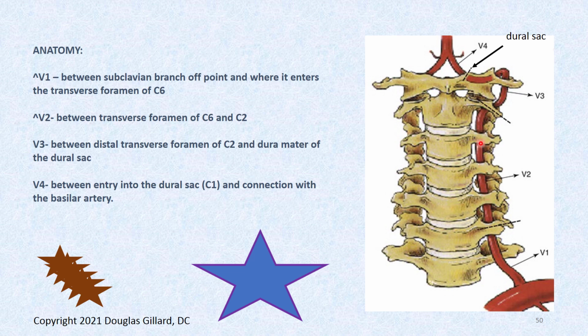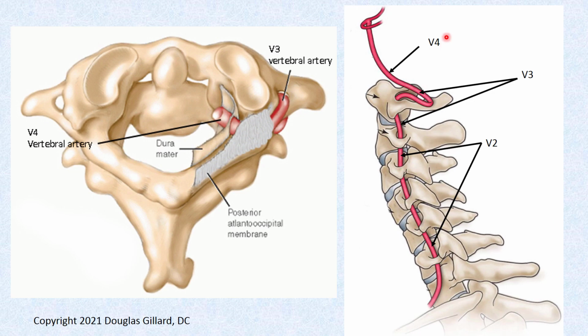So this is all V2. Once it goes through C2, it becomes V3. So this is part V3 of the vertebral artery, goes between C2 and C1, and then it goes between C1 and the occiput and into the thecal sac. This is all V3 of the vertebral artery. Once it penetrates the thecal sac, you're in V4. The vertebral arteries come together to form the basilar artery. Got it? Here's a little drawing.